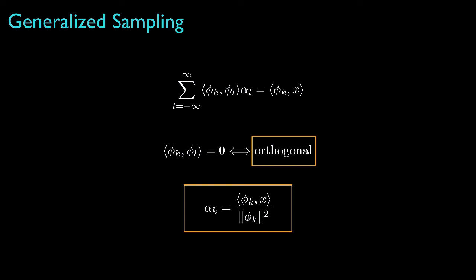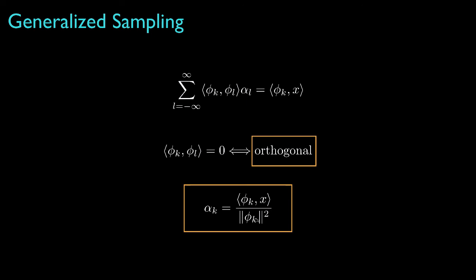Now, when the norm of each basis function is equal to 1 and the basis functions are orthogonal, then we say that the basis set is orthonormal. In this case, the coefficient is simply the inner product of the appropriate basis function with the signal, because the normalization factors would all be 1.